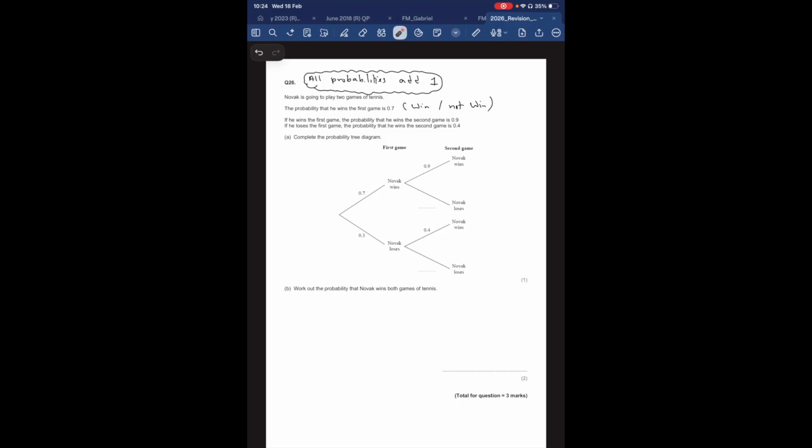Now, we're given some conditions here. If he wins the first game, the probability that he wins the second game is 0.9. That is one conditional probability statement. And then we're told if he loses the first game, the probability that he wins the second game is 0.4. That's the second statement of conditional probability.